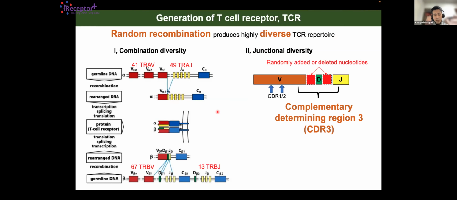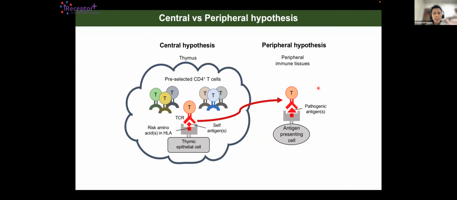Just some super basic background: random recombination processes produce a highly diverse TCR, and the junction region is the CDR3. As you know, the center of CDR3 has super high diversity. So broadly speaking, there are two categories of scenarios where the HLA risk allele has some influence on the immune system.